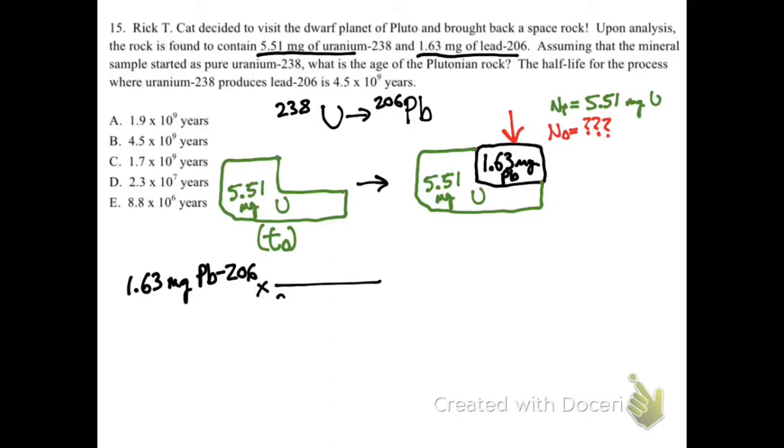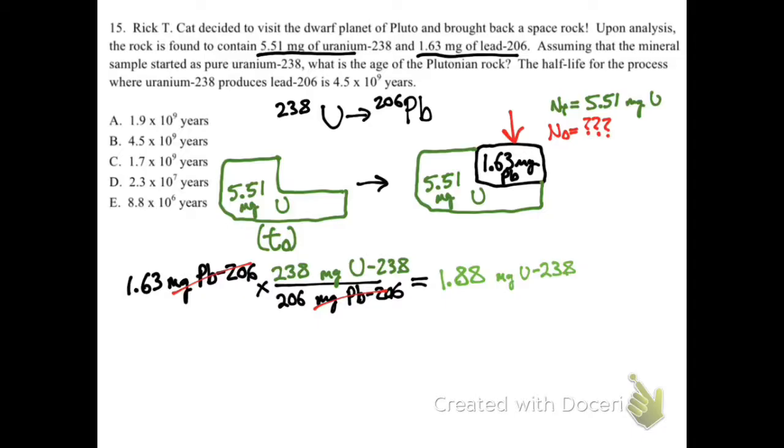So for every 206 milligrams of lead-206, how many milligrams of uranium-238 would that be? Well, 238. Right, because lead-206 is about 206 grams per mole, and uranium-238 is about 238 grams per mole. So we can make our lives easier just by doing this. And milligrams of lead-206 cancels out. We end up getting 1.88 milligrams of uranium-238.